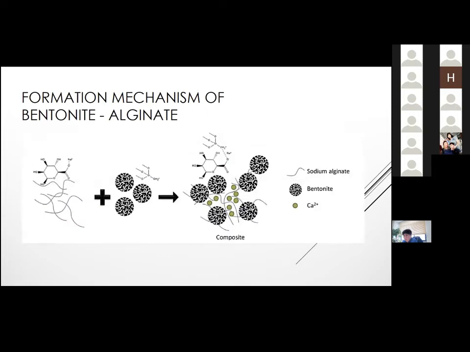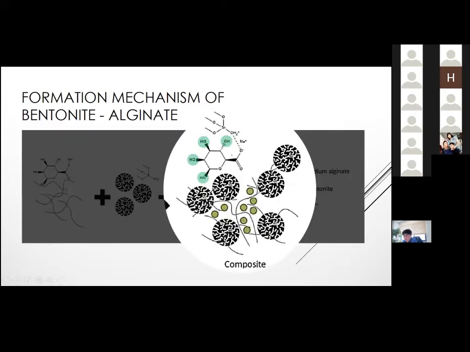Okay, so in this work, the bentonite is modified with the alginate. As we can see, the alginate consists of many hydroxyl groups, which can help in the capturing of the drug molecules. So we can improve the loading capacity of the bentonite and also prevent the premature release of the drug.